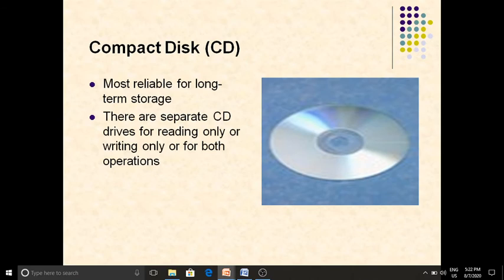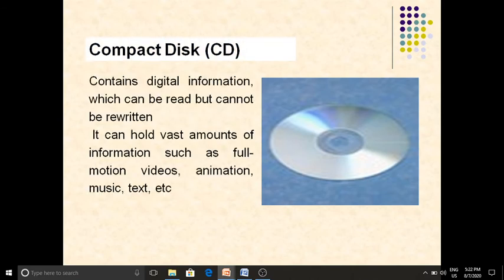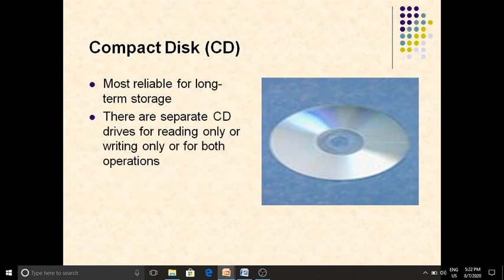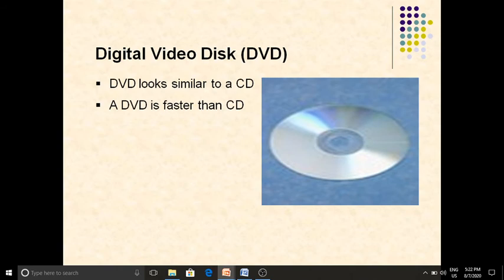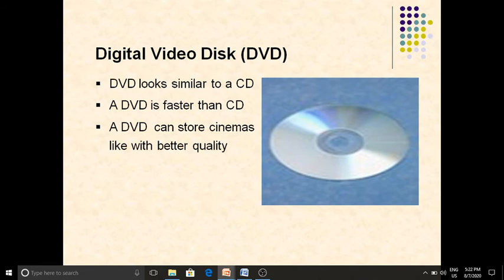Next, these are the points we were discussing about CD. Now let us move to the next slide. In the next slide we will be discussing the points on DVD. What is DVD? Digital video disc. DVD looks similar to a CD, but it is faster than CD, because nowadays we are using DVDs.